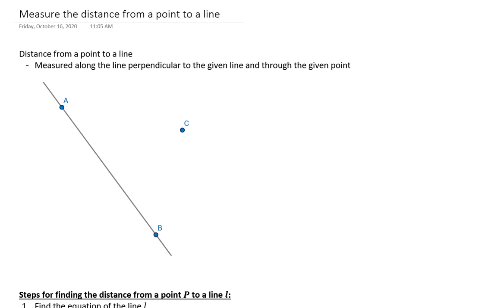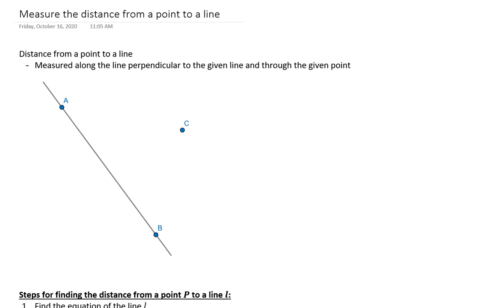So in section 2.7, we're going to be mixing together geometry and algebra here, in that we're going to be working on the coordinate plane, but we're going to be talking about finding distance from a point to a line. Because this is something that if you're interested in engineering, if you're interested in architecture, these are things that you're going to need to be able to do in those career fields.